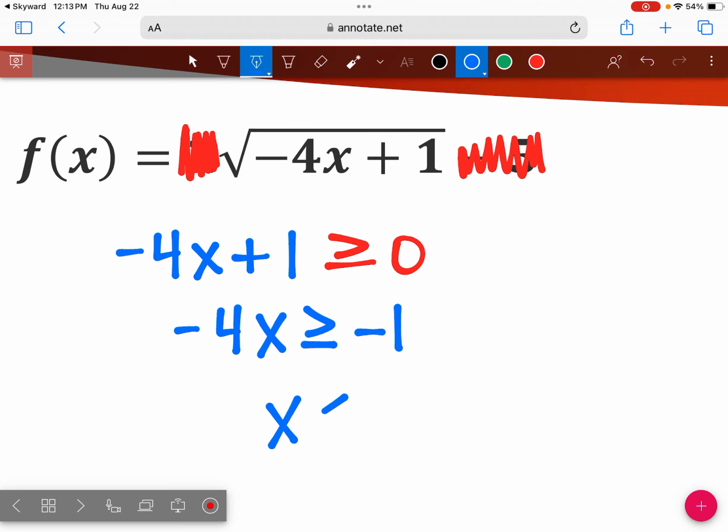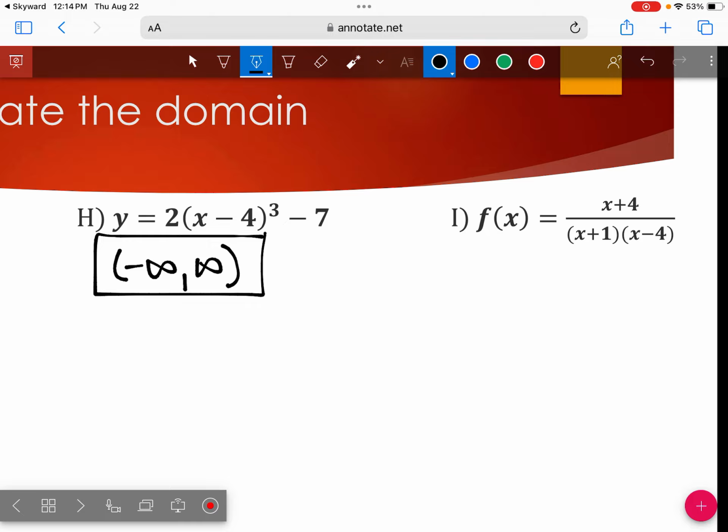Do we have a red light in H? Do you see a denominator with an x in it? Do you see a square root? So what's our domain? All real numbers, yeah. No restriction there. And then last one for today.